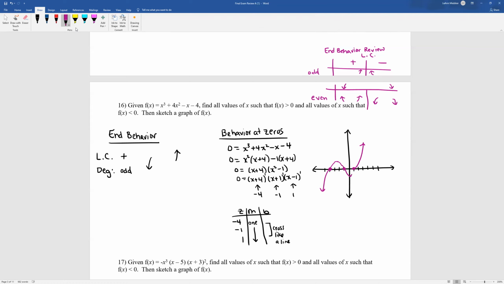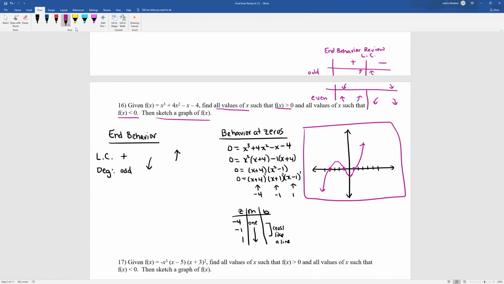And then at our final one, we don't know where the turn really happens, just do your best judgment. We are going to cross like a line again. So if you've done this correctly, your end behavior should match up with the pathway that you've chosen to go using your multiplicity behavior chart. So once we have our graph down, we had one more question. They asked us to find all values of x such that f of x is greater than 0 and f of x is less than 0, and we have our sketch.